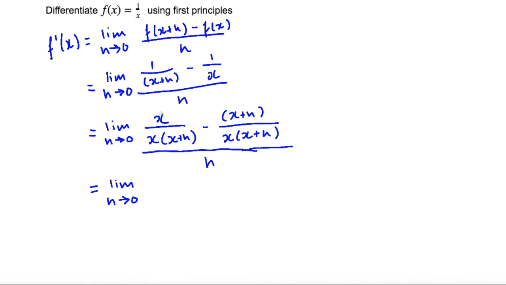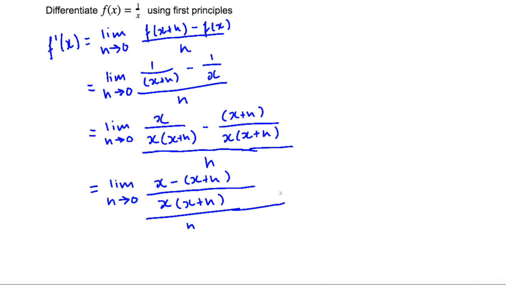Okay, so in the numerator, the double numerator on top in this top part, we're going to get x minus x plus h, divided by x times x plus h, all divided by h.